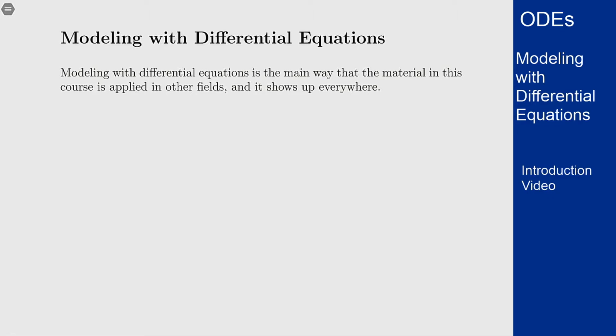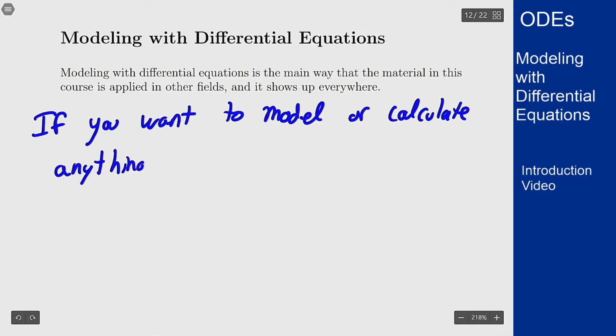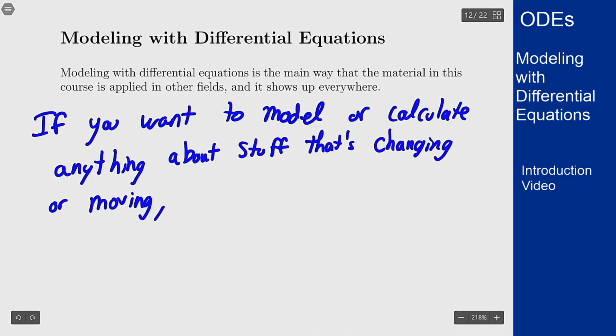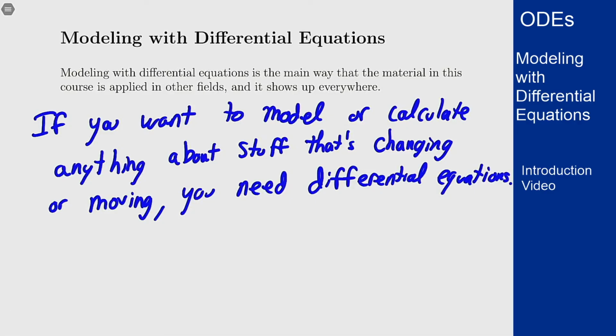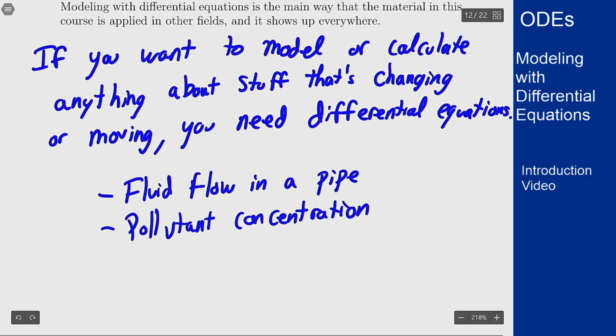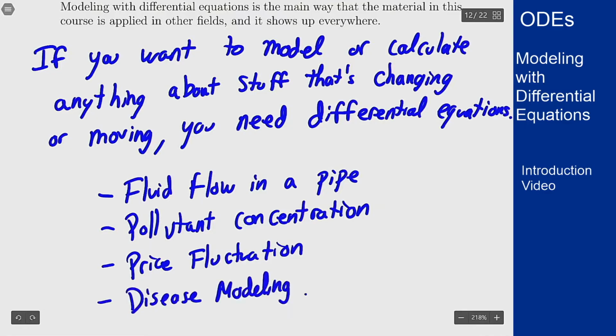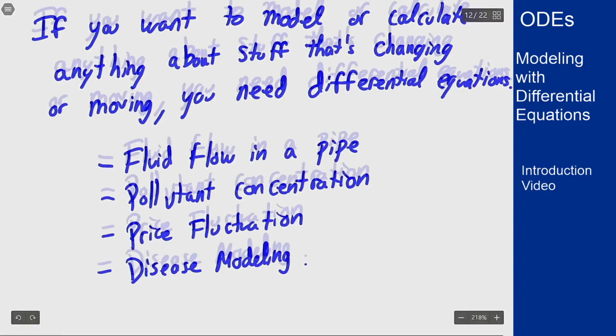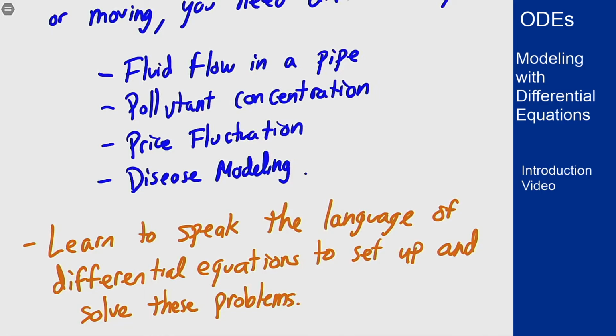So if you want to model or calculate information about anything, about stuff that's changing or moving, you need differential equations. This goes from anything to fluid flow in a pipe, pollutant concentration in a lake, price fluctuation, disease modeling. All these are really best situated in the language of differential equations. And the point about modeling is learning how to speak that language and be able to talk about these different concepts using these equations and being able to set these problems up so then you can solve them with the method that we cover in this course. And that's what we need to put together to be able to do.